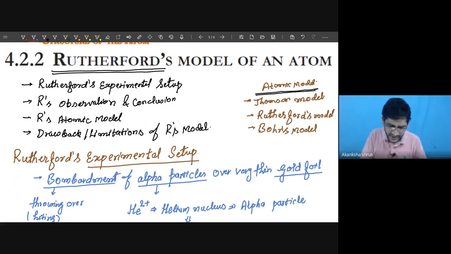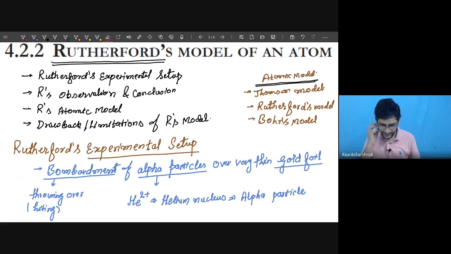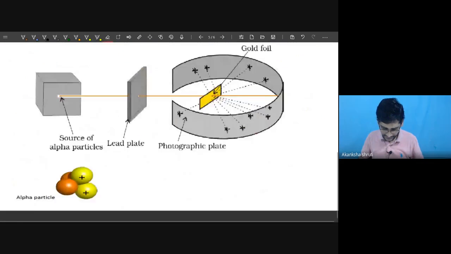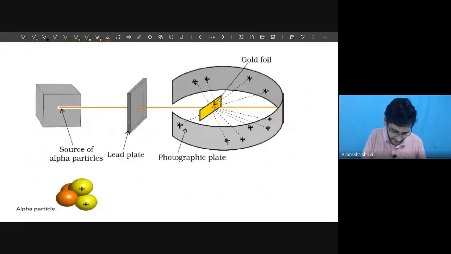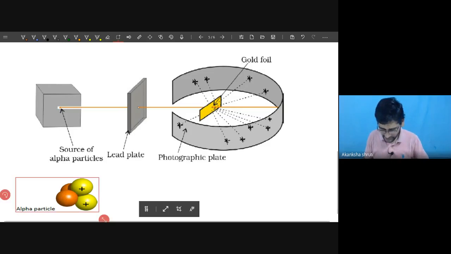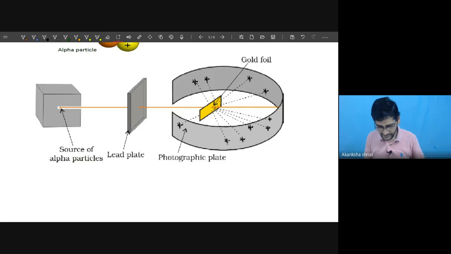So what is this, students? For this, let us take a small figure to understand it. Students, this is the setup. We will come to this setup later, but right now we just have to understand this much part.